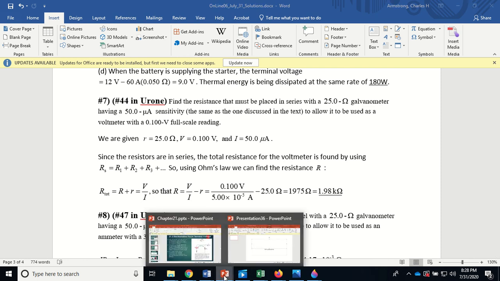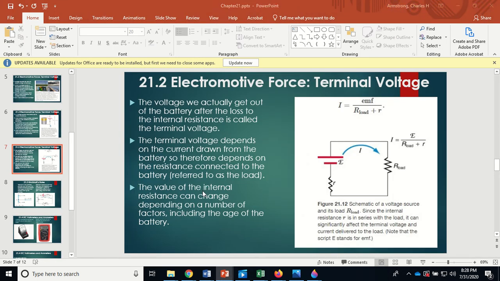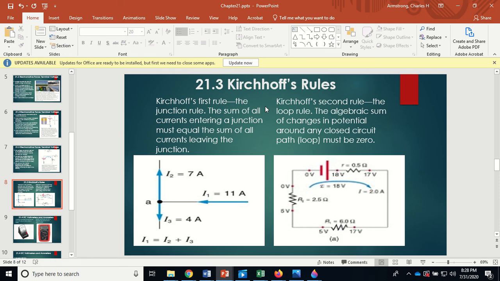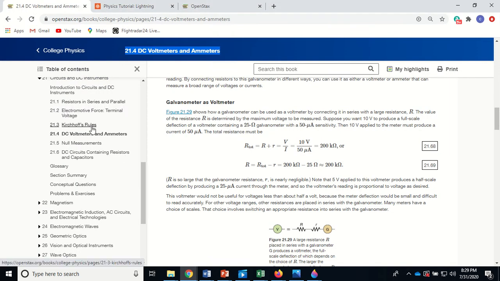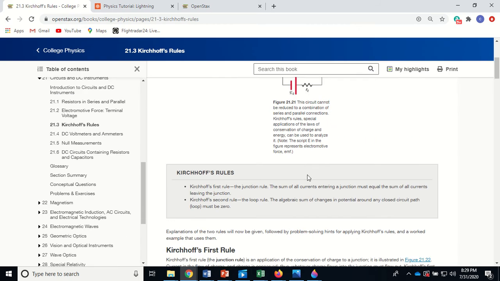Let's go back to the PowerPoint because we're not to this point yet. We've got to talk about Kirchhoff's rules. Kirchhoff's rules could be a nightmare. Just take a look at what your textbook has on it. It's horrible.